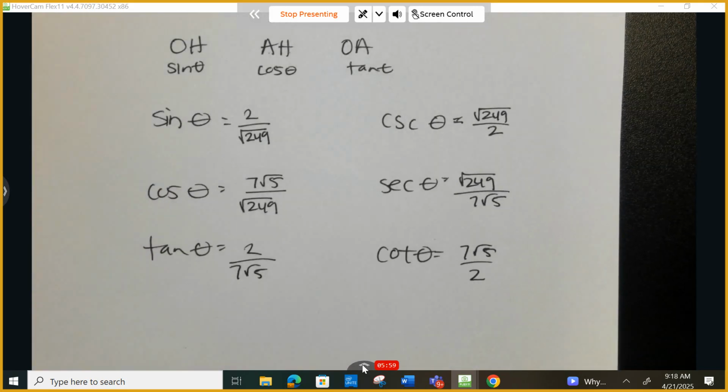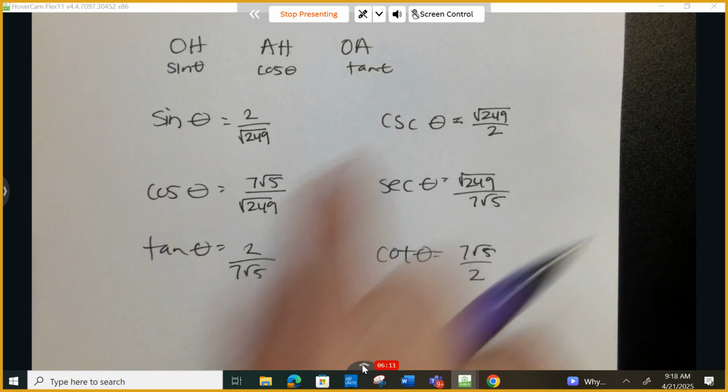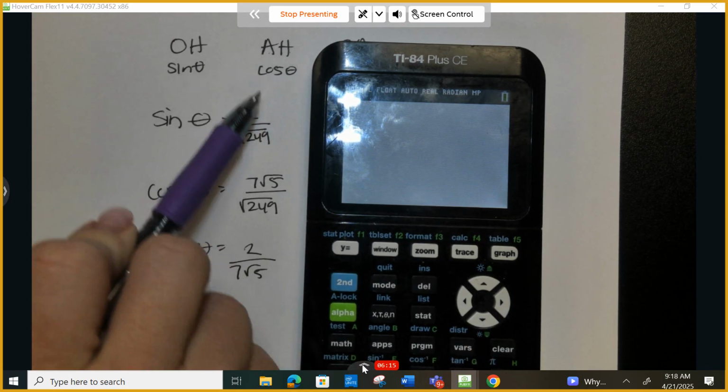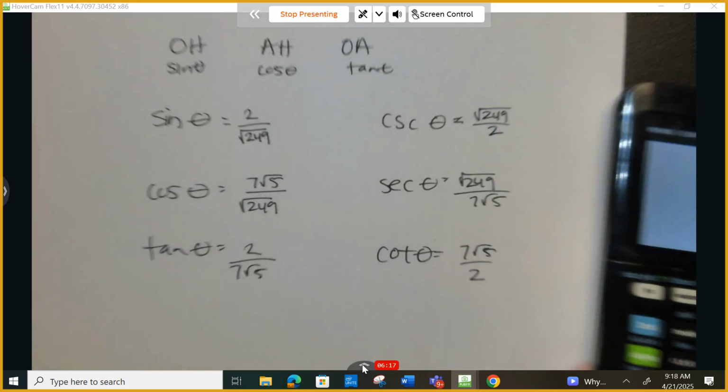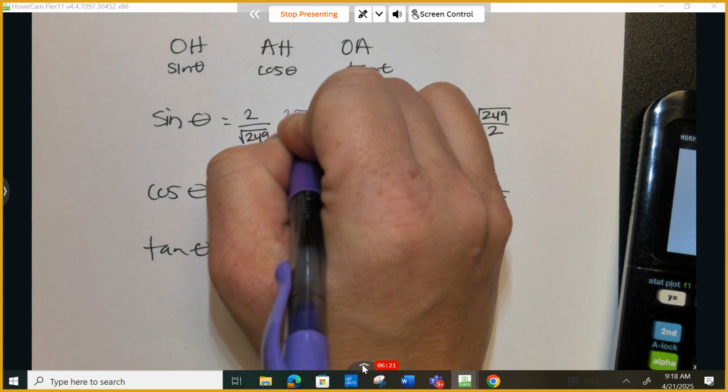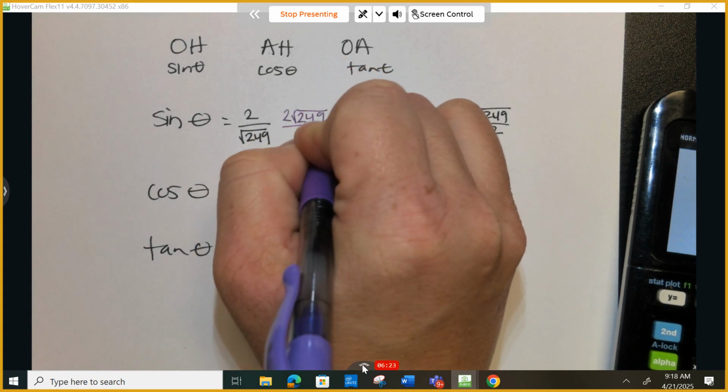Okay, now it's time to talk about 2 things we need to be concerned about. 1, in the denominator we can't have a square root, and 2, it needs to be in simplified form. We're going to start right now with each of the primary trig functions, and then we'll relate it to the secondary trig functions. Okay, are you ready? This is great mathematically, but it's not in proper form. How do I put it in proper form? 2 square roots of 249 over 249.